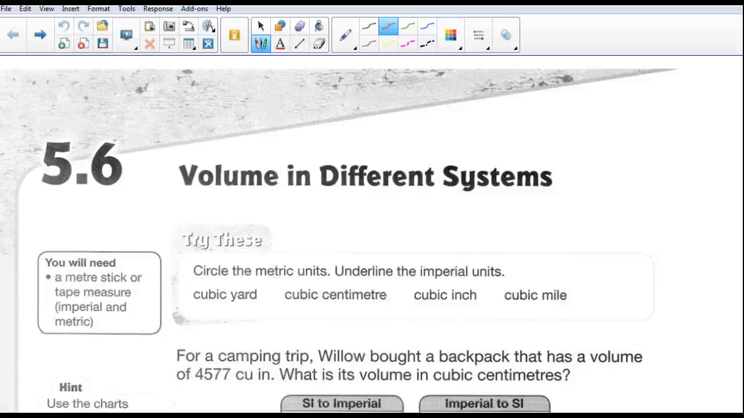Okay, this is 5.6, volume in different systems. So we're going to be converting between imperial and metric using the units of volume. So let's try these. Circle the metric units and underline the imperial units.